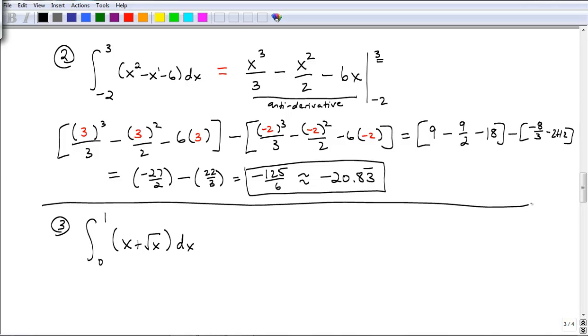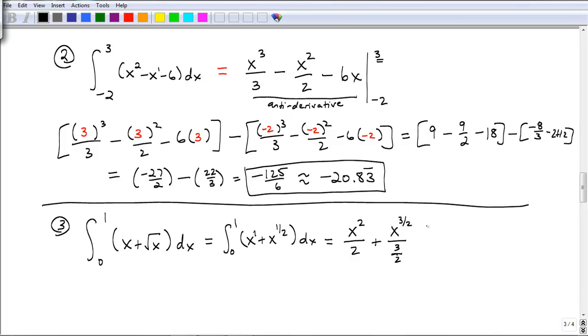Now one of the things you have to learn is when you're doing this, you want to rewrite it so all of your roots show up as powers. And the square root of x is x to the 1/2 power. Now since I can take the integral around plus and minus signs, I can take the integral of each one of these. The first one is x to the first. So I add 1 to the power, x squared, and divide by that number, 2. Plus x to the 1/2. When I add 1 to 1/2, I get 3/2. But I have to divide by that number.